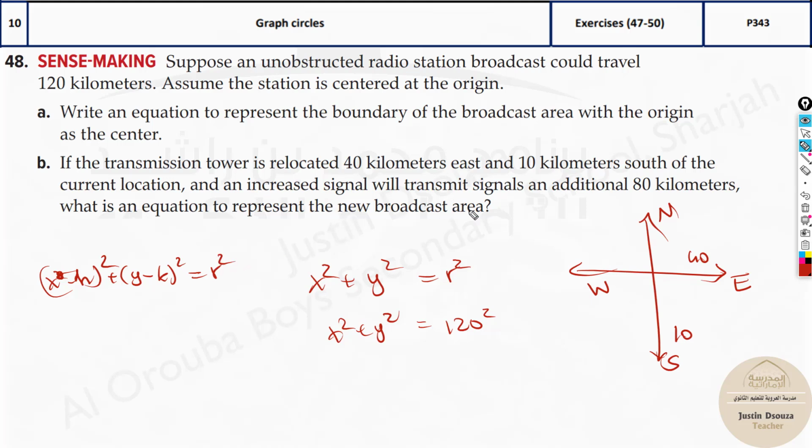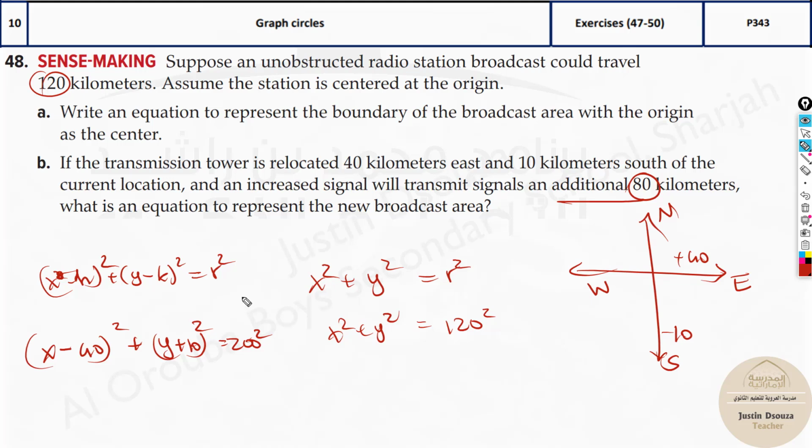And an increased signal will transmit signals an additional 80 kilometers. What is the equation that represents the new broadcast area? Here, all you need to write is x minus, and for the horizontal direction, it goes to the right, so it's plus 40. This is the first term, plus. Now here it goes down, so it's minus 10. Minus and minus will become plus here, whole squared. Now here they have told 80 additional. It was already 120, so it is 200 squared.